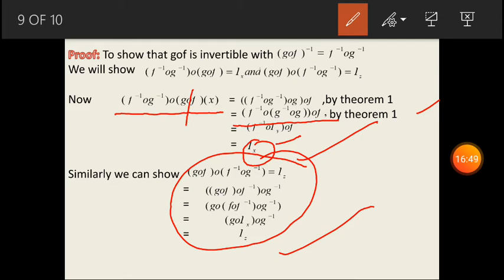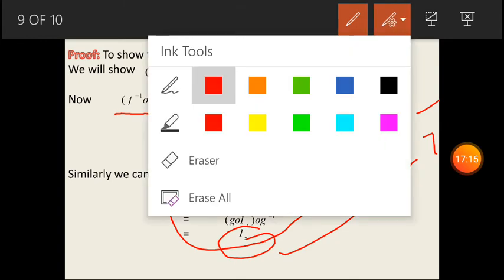As our function g was from Y to Z, this comes out as the identity function on Z, and the first one comes out as the identity function on X. So as both come out as identity functions, we can say that the function g o f is invertible. So this is how we are going to do this theorem.